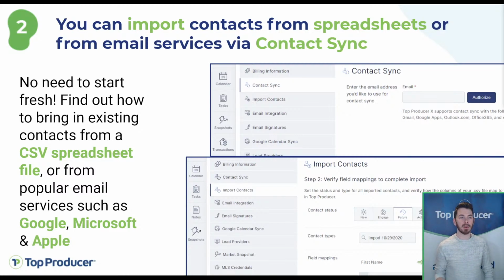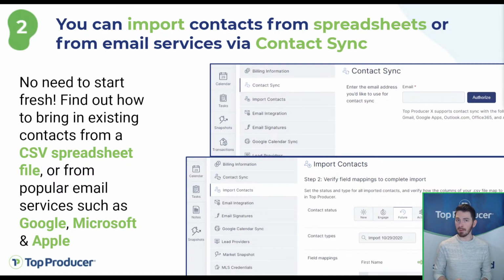So guys, maybe you're new to Top Producer and you need to get started with your contact database. Maybe you have a spreadsheet that you brought over from a CRM that you're moving away from, or maybe your MLS system. You can definitely import that spreadsheet as a CSV file. If you have it saved as an Excel file or a Numbers file on Mac, please save that as a CSV file, comma separated values. It's just a very simple spreadsheet file that is available across any computer platform essentially, and that's the format that's compatible with Top Producer. If you have some contacts in an email service such as your Gmail account, Office 365, or iCloud, you can also bring those over through our contact sync service.